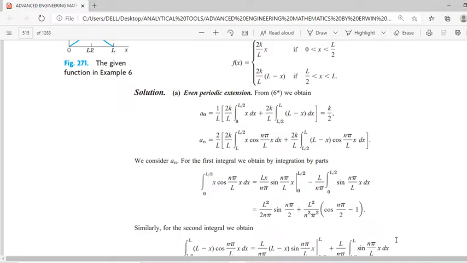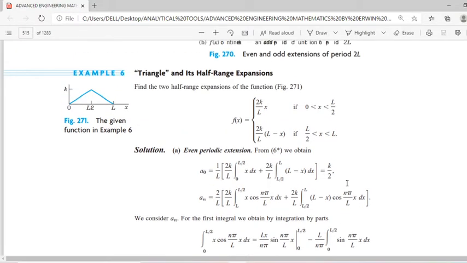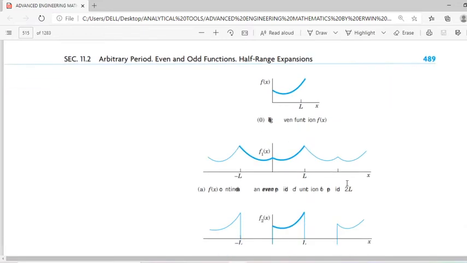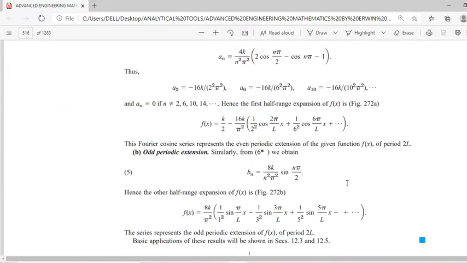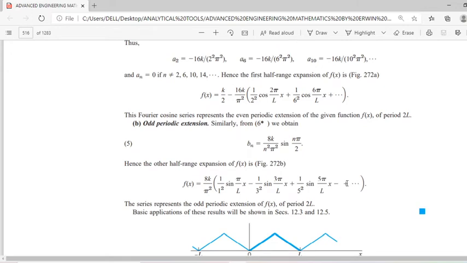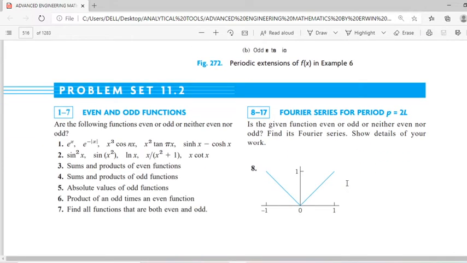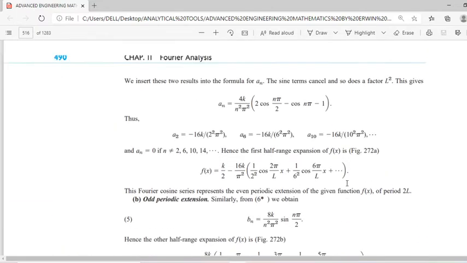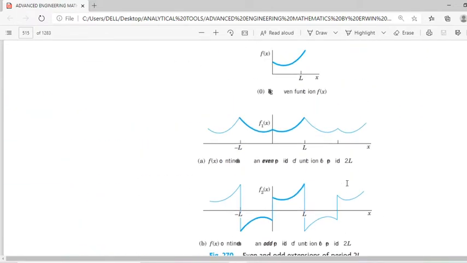So I think this is an example. Let us consider the example of, okay, we have only two examples in this section.